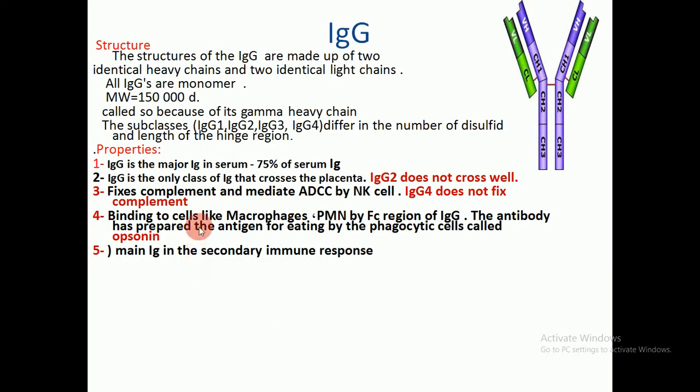Now we will discuss each class, each isotype. IgG: this is the structure of IgG. It is made of 2 identical heavy chains and 2 identical light chains. It's a monomer, only 1 antibody. Molecular weight is about 150,000 Dalton. It is called so because of its gamma heavy chain. The subclasses 1, 2, 3, 4 differ in the number of disulfide bonds and the length of the hinge region.